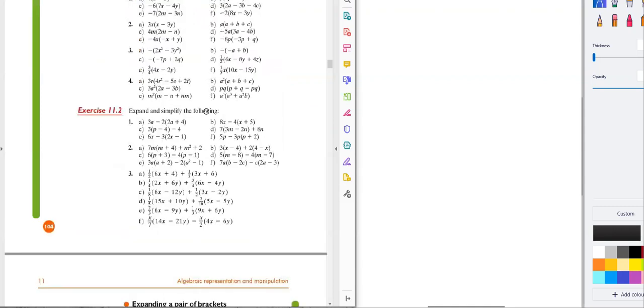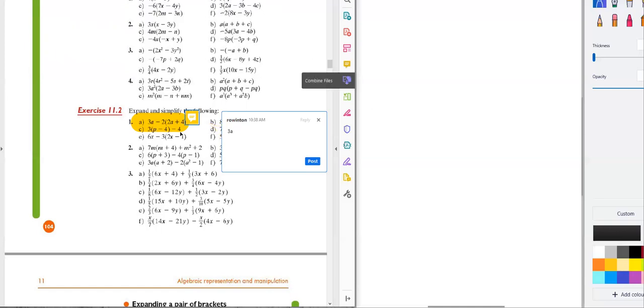Next one, 11.2 is actually similar to 11.1, but you must be careful. There is no bracket for this one. Let's say question one. You see the question one. 3a is standing alone, so it's nothing to do with negative 2 and the bracket. So 3a is like an outsider. So you have to put the answer differently. The answer will be 3a, still 3a. But the second one will be negative 2. Negative 2 multiply 2a, that's why you have minus 4a.